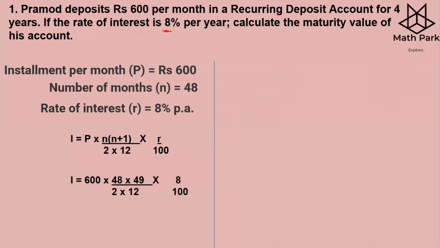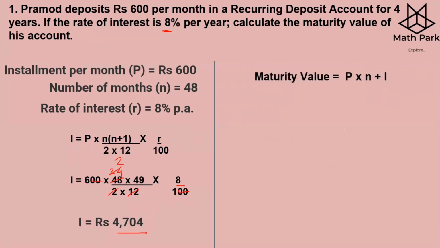Substitute the values. P is 600. So 2 times 12, we get 24 and 12 2. Simplify this. We have these two zeros get cancelled and we get this as 4,704 is our interest. So we got the interest as 4,704 rupees.